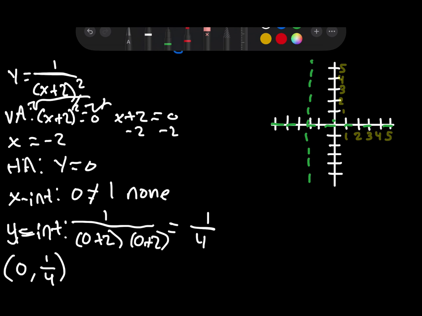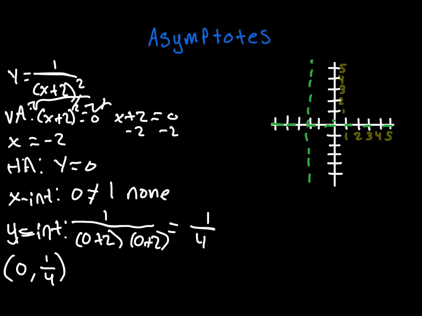Now we're not really finished because we also need more coordinates. And just like last time, let's create an x and y table. Since our vertical asymptote is x equals -2, let's plug in values to the left of -2 and to the right. These would be -3 and -1. Plugging these into the equation would output 1 for -3 and also 1 for -1. And these are coordinates that we could use to help us graph.